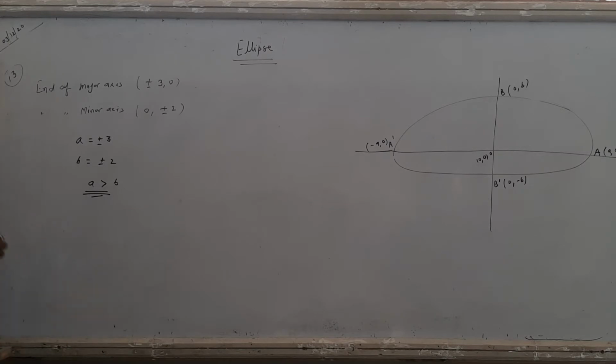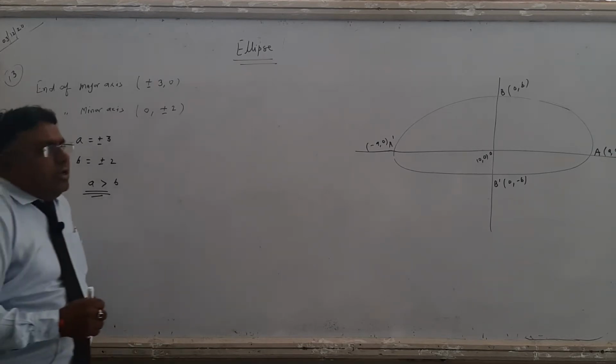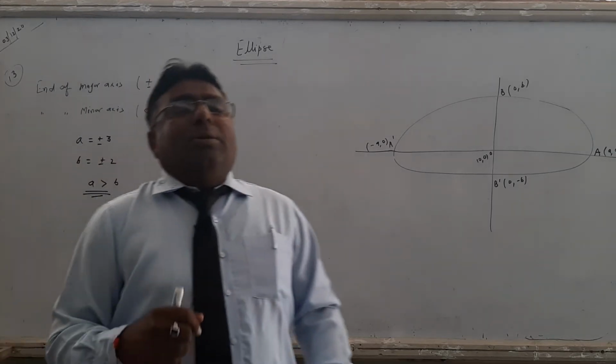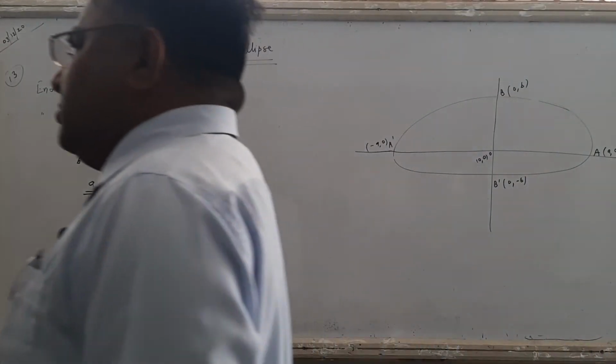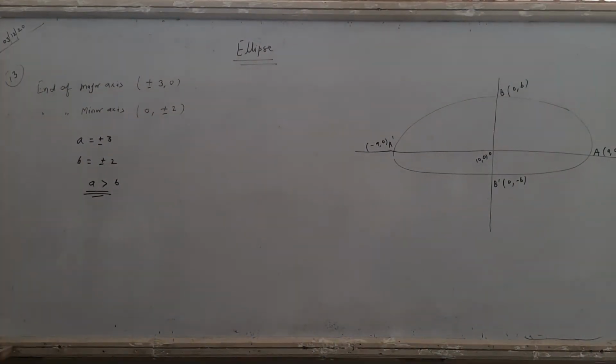That means which ellipse? There are two forms of the ellipse. First form, when A is greater than B, then the equation of the ellipse is x square upon A square plus y square upon B square equals to 1. But the second form of the ellipse, when A is less than B, is x square upon B square plus y square upon A square equals to 1. In this question, A is greater than B.